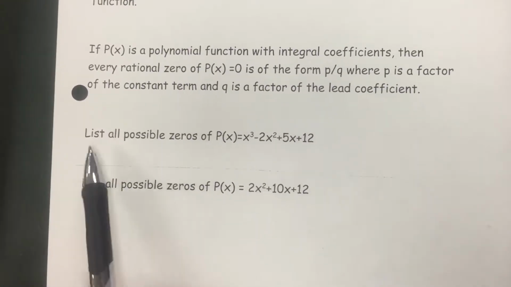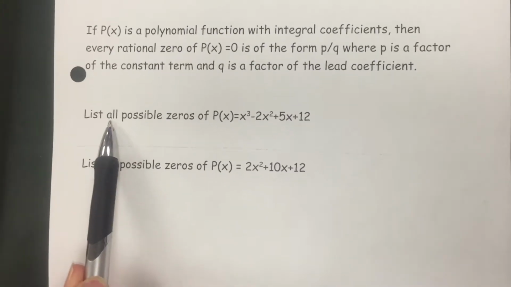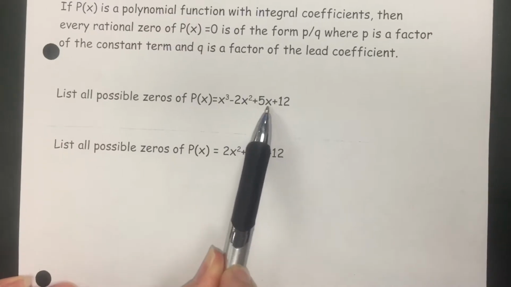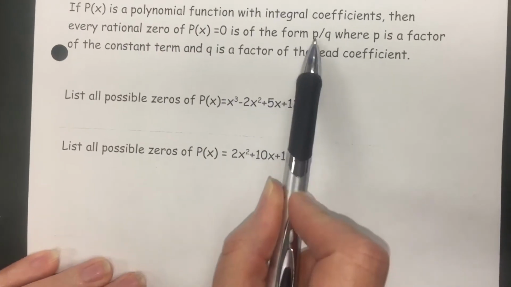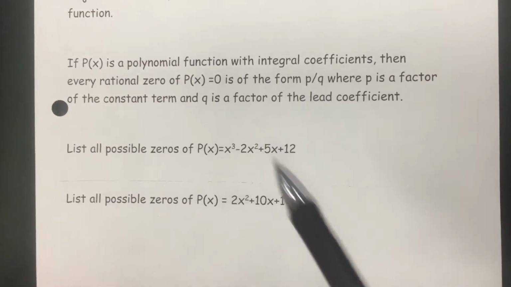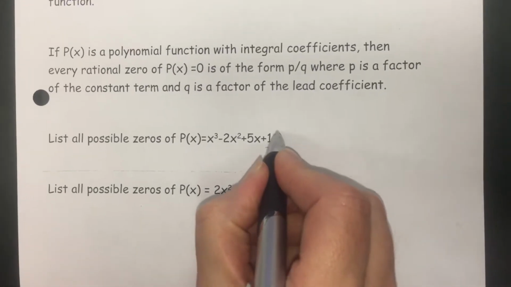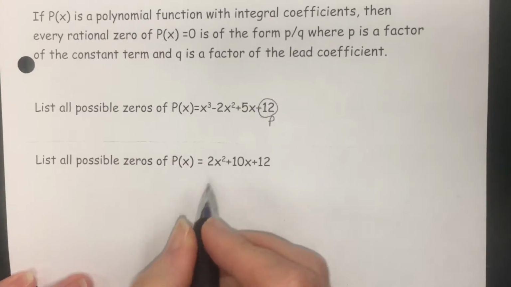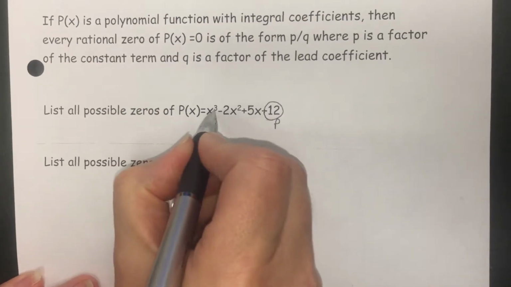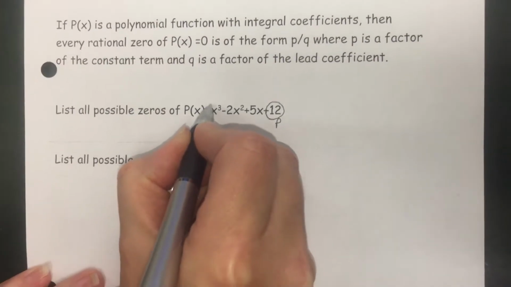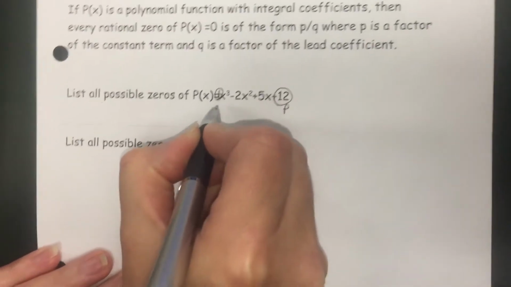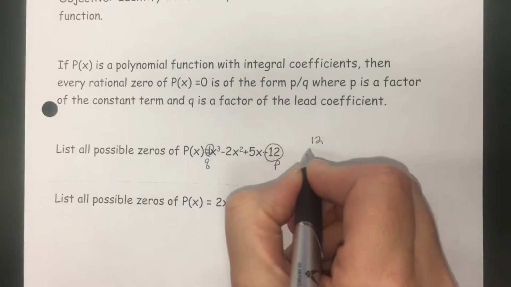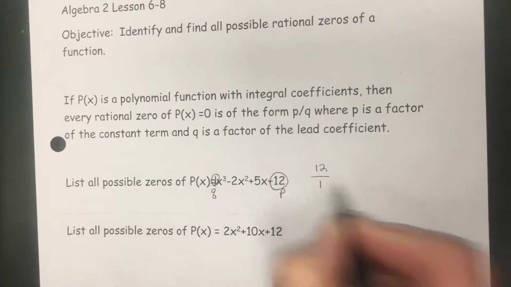Okay, so let's look at this. It says to make a list of all possible zeros of the polynomial x cubed minus 2x squared plus 5x plus 12. So we want to find p, which is a factor of the constant. The constant is right here. This is p with its factors. The lead coefficient, 3 is the highest power, so the lead coefficient would be 1. This is q. So we want all the factors of 12 divided by all the factors of 1.